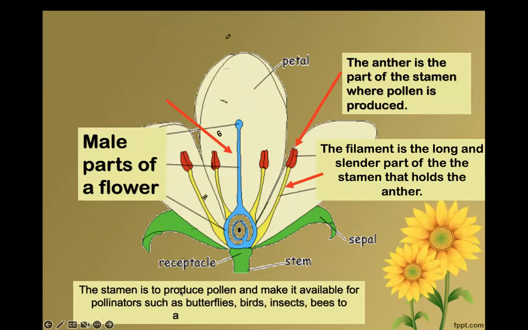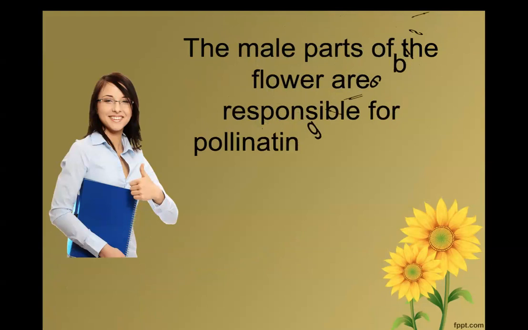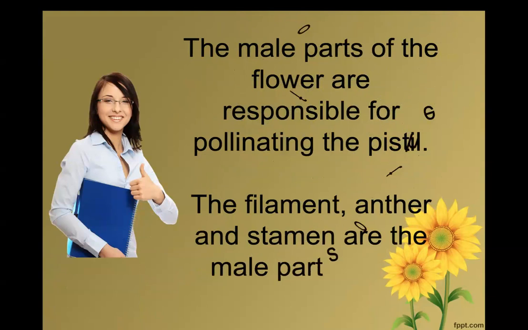Now the stamen is to produce pollen and make it available for pollinators. I mentioned some pollinators already, to allow reproduction. So now the male parts are the anther, the filament, and the stamen. And to sum it up, here they are. The male parts of the flower are responsible for pollinating the pistil. The filament, anther, and the stamen are the male parts of the flower. So I hope it is clear now.